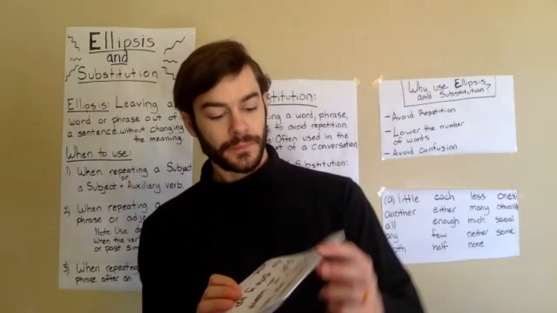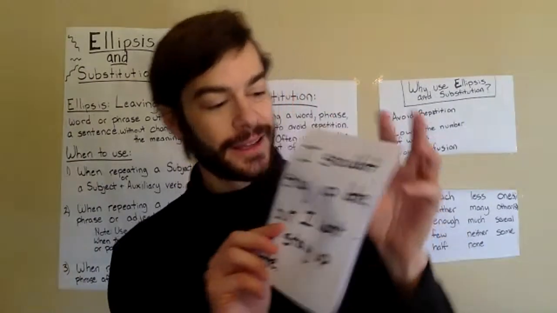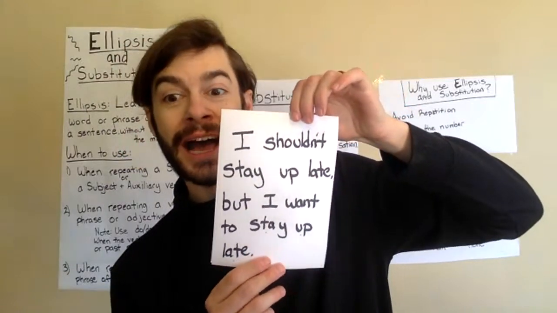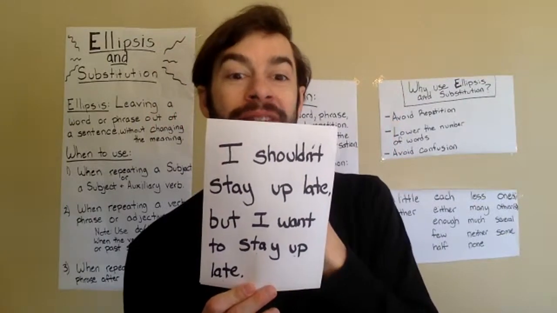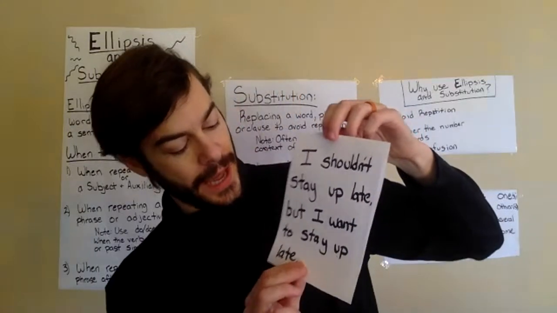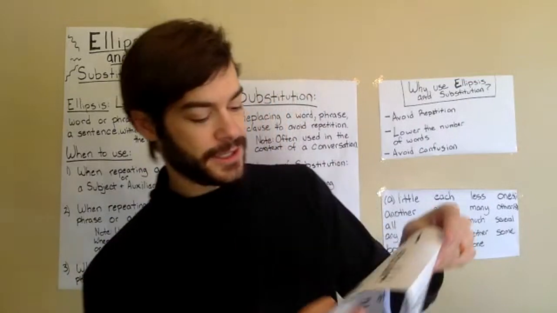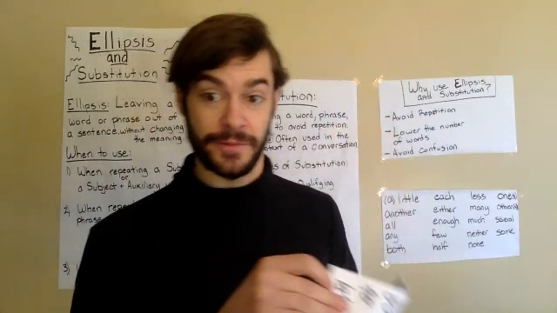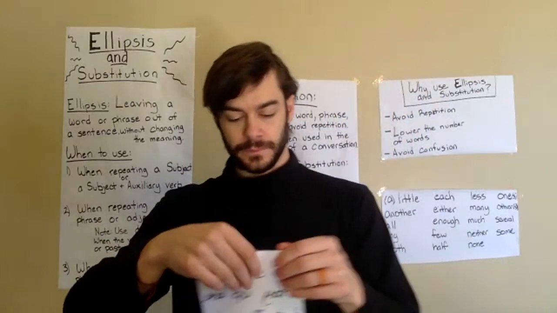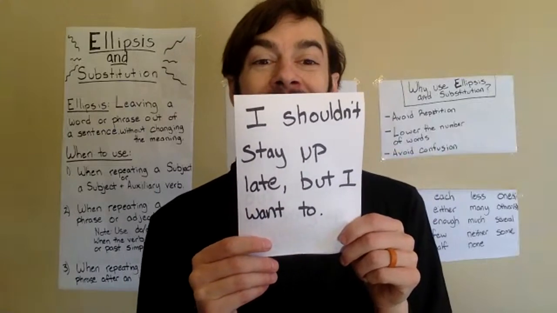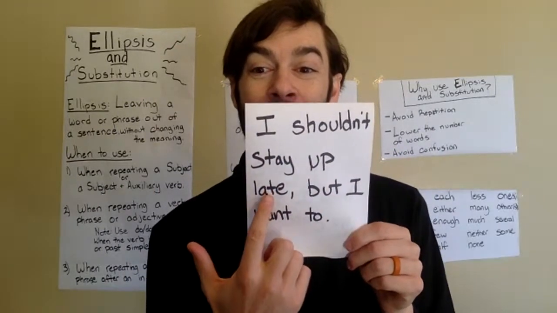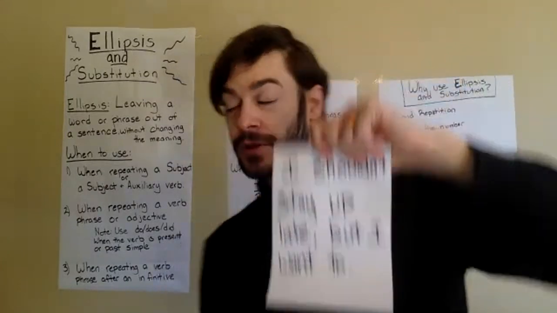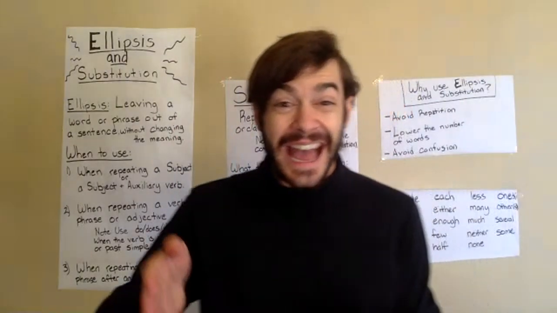Okay, so let's look at our sentence here. I shouldn't stay up late, but I want to stay up late. In this sentence, we can remove the verb phrase, but leave the infinitive. So that sentence becomes, I shouldn't stay up late, but I want to. So notice here we have "want to," the infinitive. So we leave this infinitive at the end of the sentence.